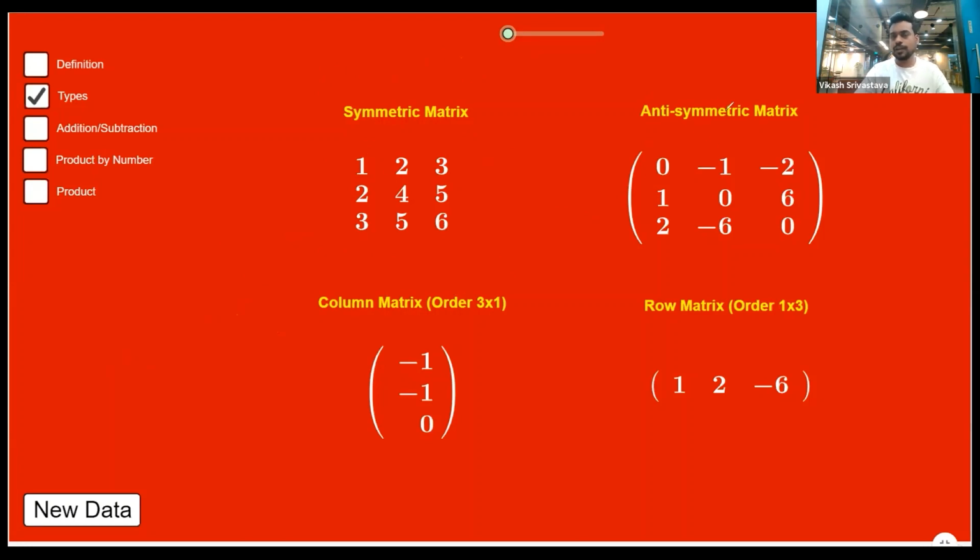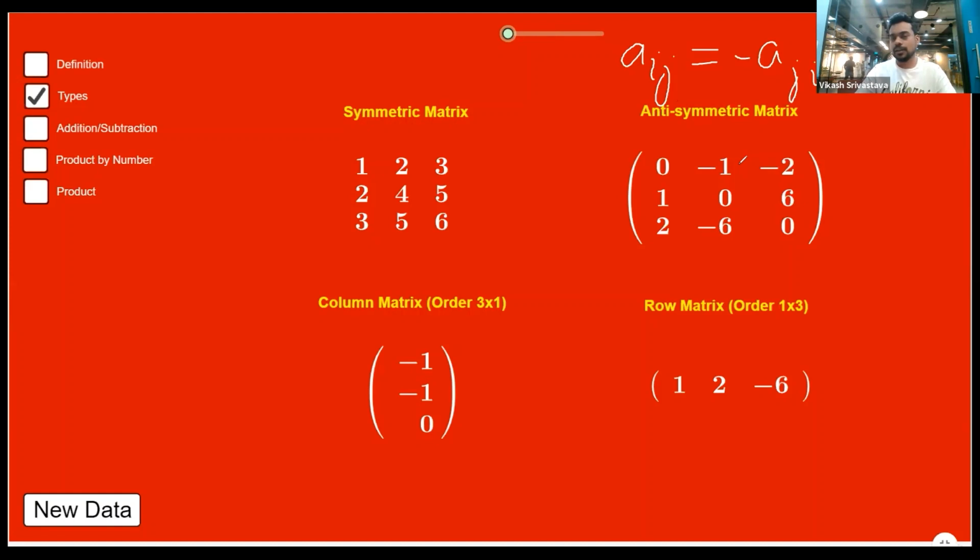Now if you look at the anti-symmetric matrix, I think you should be able to figure out: Aij will be equal to minus Aji. If you look at this particular element, this is A12 and this element is A21. As you can see, they are not equal, but essentially A12 is equal to minus A21, right? So this is an anti-symmetric matrix.